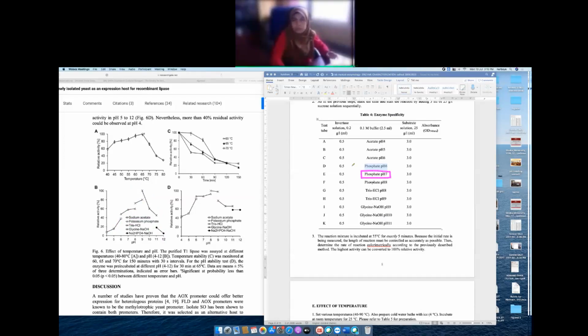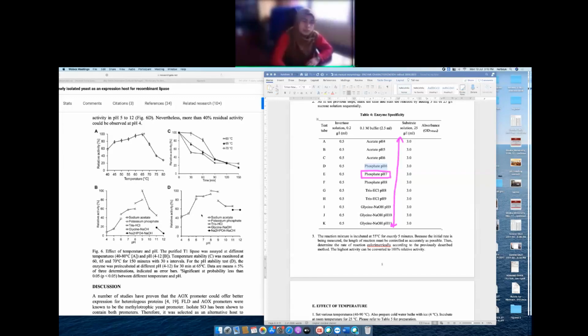So, okay, so far we have used this one, so we are okay with this. So phosphate buffer pH 7 is the best, I mean the optimal pH for the invertase. Okay, so next we will investigate the pH stability. So for the pH stability, it is similar to this. We have a similar setup to this buffer range, from pH 4 until pH 11.